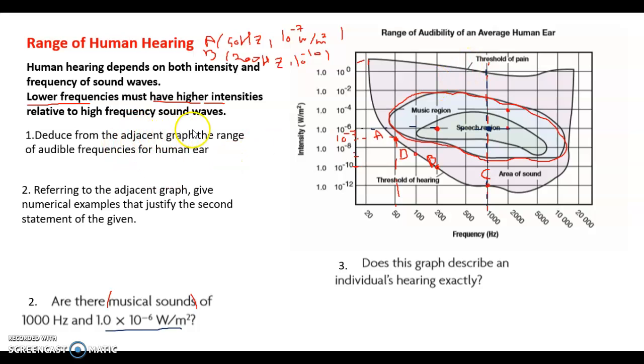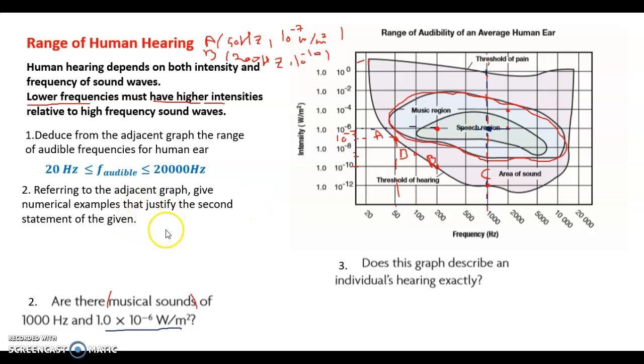So now deduce from the adjacent graph the range of audible frequencies for the human ear. The region goes from 20 Hz to 20,000 Hz. Typically, or in an ideal case, it is greater than or equal to 20 Hz and less than or equal to 20,000 Hz. But in reality, as an average of the human ear, the audible frequencies range a little bit above 20 Hz and a little bit below 20,000 Hz.